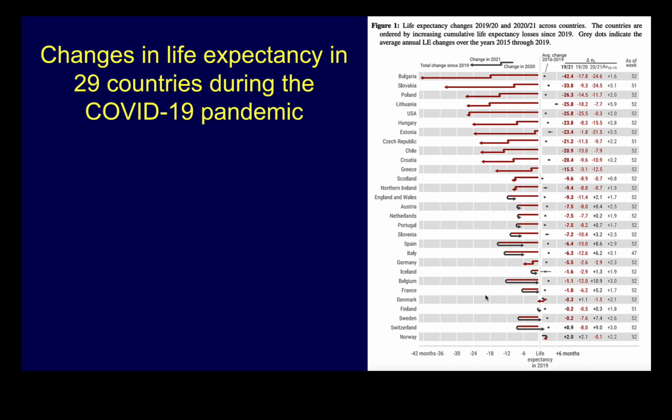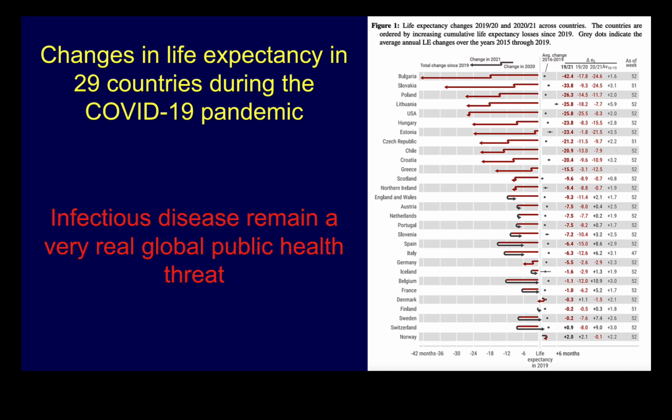Of course, this is going to have to be updated again with 2022 data because there have since been a lot of surges with new variants and things like that. But the takeaway message is really the same. There have been major declines in life expectancy as a result of the COVID-19 pandemic, and it reminds us that we really need to be concerned about infectious diseases as a very real global public health threat, and another reason why a course in infectious disease epidemiology is a good idea.